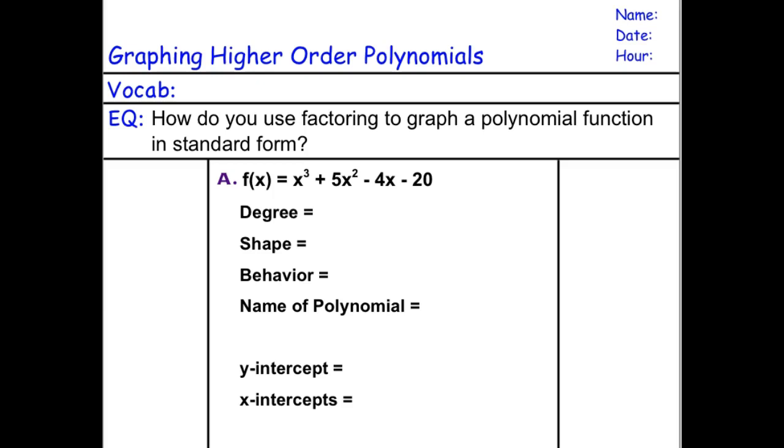Remember from yesterday, degree is the power of the leading term, which would be 3. So therefore it's a third degree. Third degree tells us that it is cubic. And so because it's cubic, that's going to be a snake or S shape.